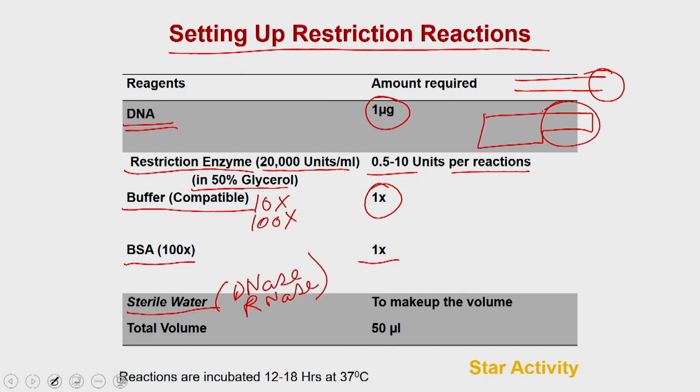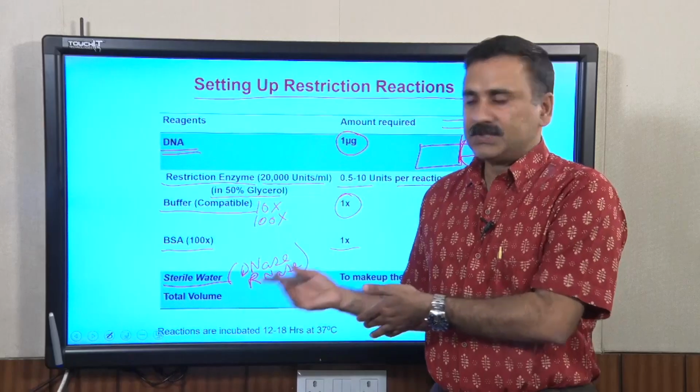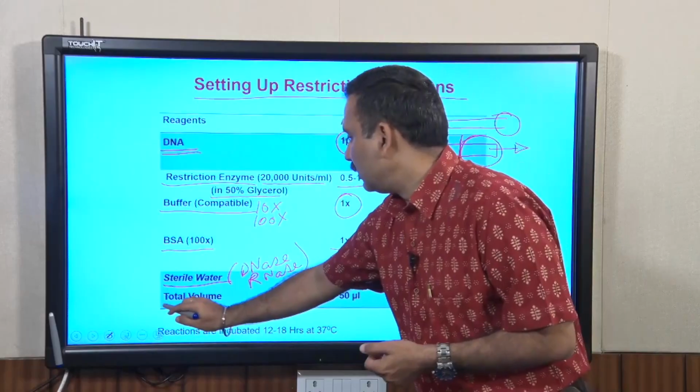it is going to eat up your sticky end, and as a result of DNase contamination you are not going to have this sticky end. So, once you do not have a sticky end, this particular fragment is not going to be useful for downstream cloning reactions. Then the total volume.